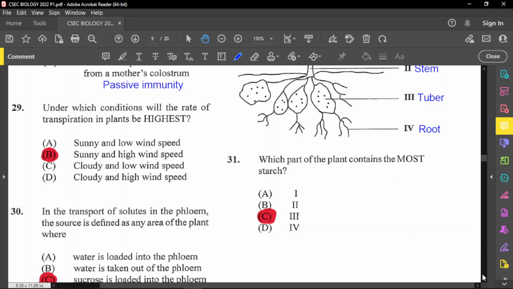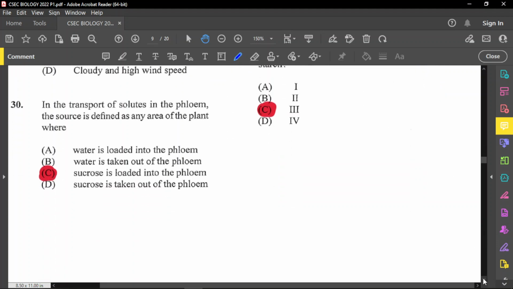30, which is halfway through our target. All right, so it's in the transport of solutes in the phloem. And again, the solute here will be sucrose. Remember, we talked about that. That's translocation. Once you hear phloem, think about sugars, particularly sucrose. And say the source is defined as any area of the plant where... So notice now the source. And so the source of the solute must be anywhere where sucrose is loaded into the phloem. A source is where you generate the thing or where you start from, right? So that is a straightforward answer as well.